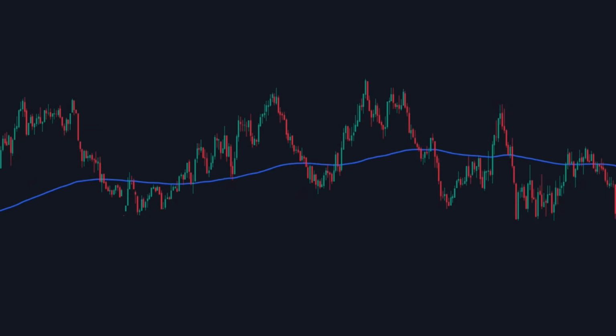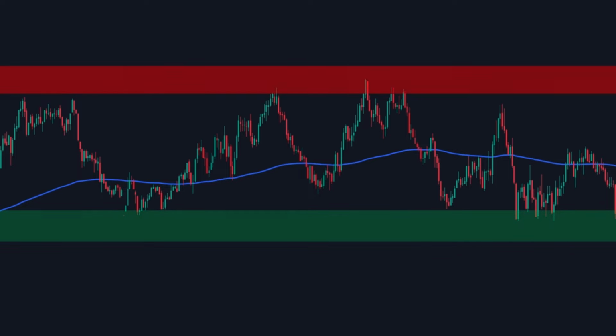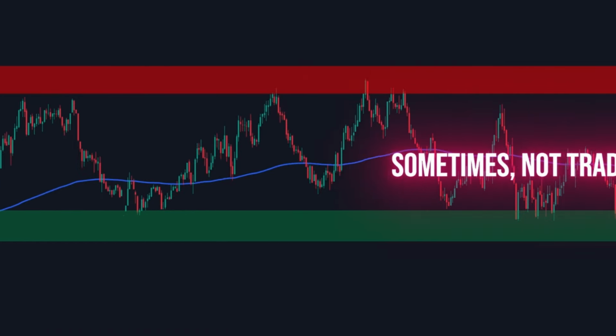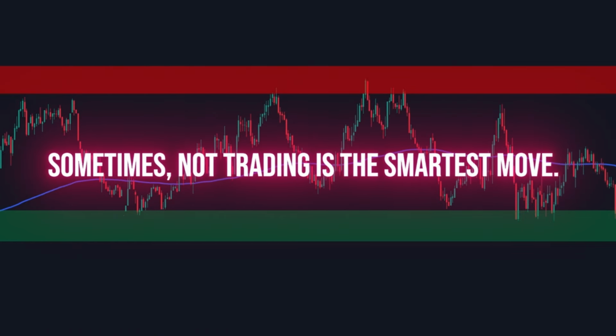But what if the price keeps bouncing above and below the moving average, not really staying on one side for long? That usually means the market's moving sideways, or it's range-bound. When that happens, it is usually best to step back and wait. No clear trend means no real edge. And sometimes, not trading is the smartest move.